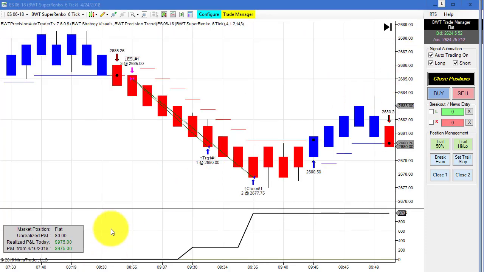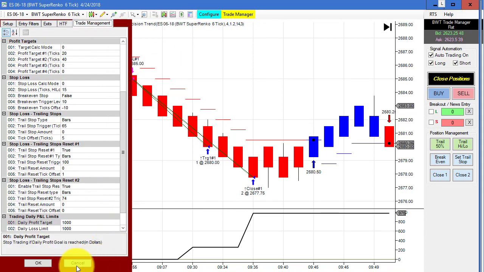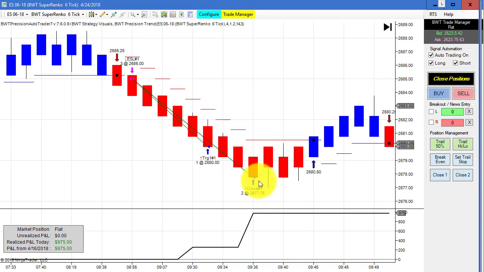Okay, next up is the Emini S&P on a Super Renko 6 tick, and this hit its goal in a single trade early in the session, pre-market. We've seen this chart quite a bit. The goal on this one is 1,000, so we had a tick of slippage or 2. When we hit our goal, we use a market order.